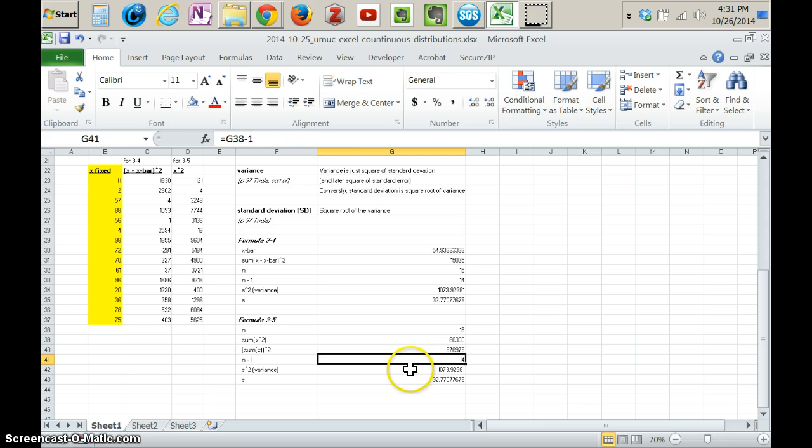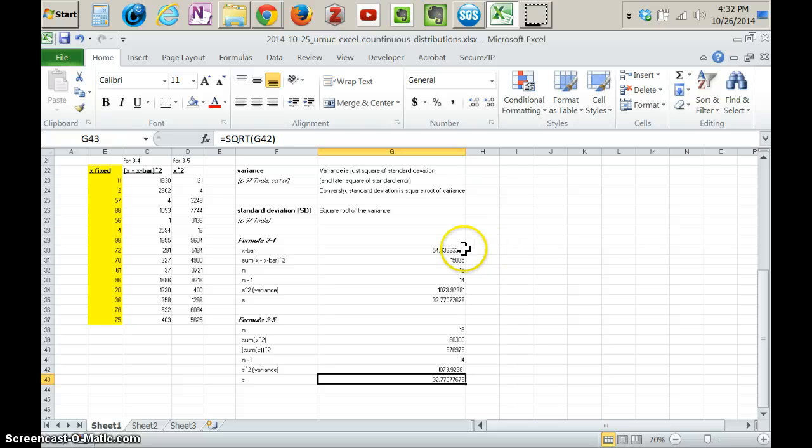Then you've got your n minus 1, and you can put this all together, just like in the formula, with n, G38 times G39, sum of the x squareds, minus G40, sum of the x quantity squared, over n times n minus 1. Gets the same result. And like I said, either of these would be acceptable on a quiz or homework, and you might find one easier to use or work with.